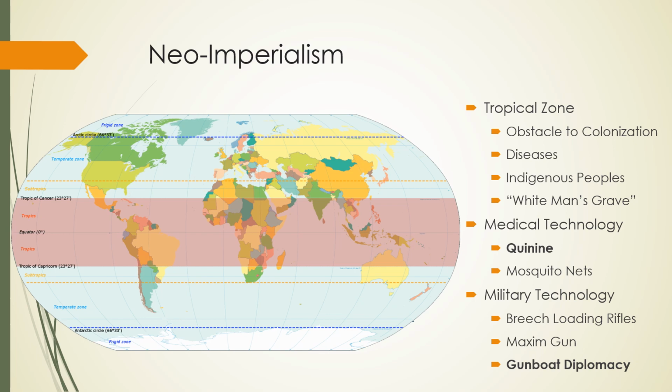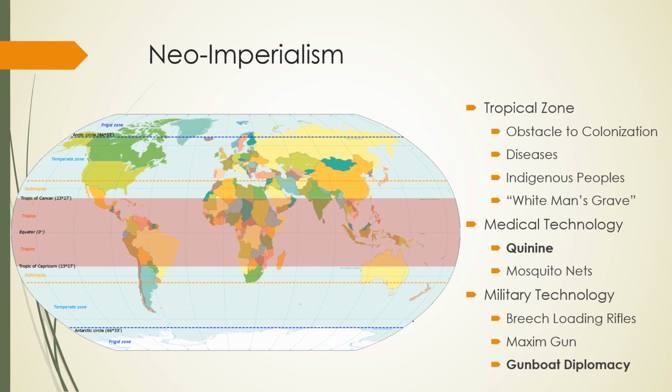So if you'll notice, the tropical zone includes a lot of South America and Central America. It includes most of Africa. It also includes Southeast Asia and a lot of those islands in the Pacific. All right. These areas had previously been unconquerable by Europeans.